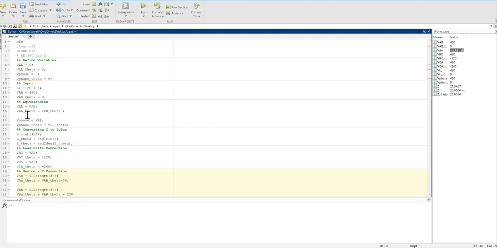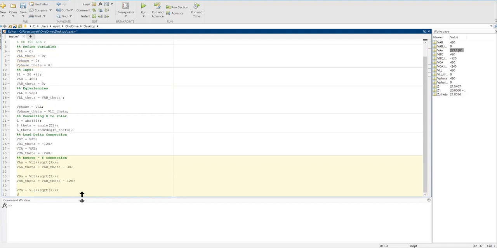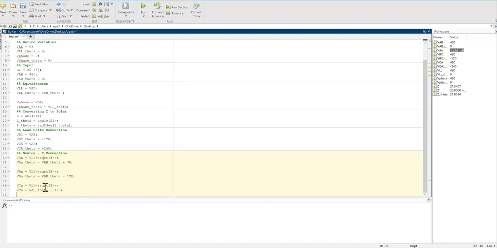Like so. Let's go ahead and fix this real fast. There you go. Next, our VCN is going to be equal to exactly the same as before, V line divided by the square root of 3. Then, as you can see, our VCN is going to be very similar. It's also going to be VAB angle theta subtracted by 120. So our source Y connection has been all set.